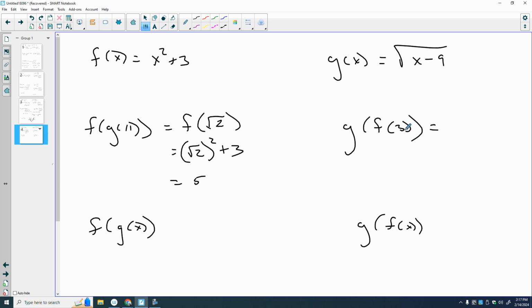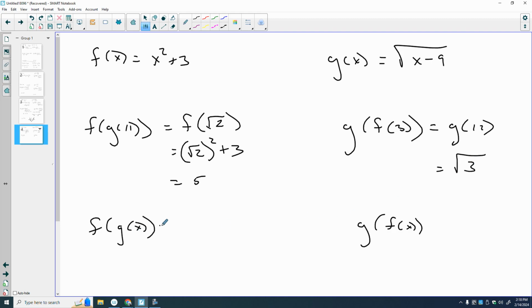Okay. Do 3 into f. Take 3, plug it in here. 3 squared is 9. 9 plus 3 is 12. So now I do g of 12. Put 12 in. 12 minus 9 is 3, and I get the square root of 3.